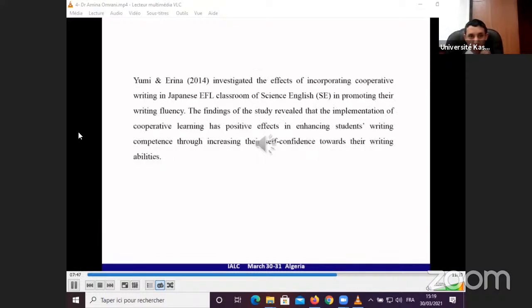Also, Yumi and Irina investigated the effects of incorporating cooperative writing in a Japanese EFL classroom of science English in promoting their writing fluency. The findings of the study revealed that the implementation of cooperative learning has positive effects in enhancing students' writing competence through increasing their self-confidence towards their writing abilities.